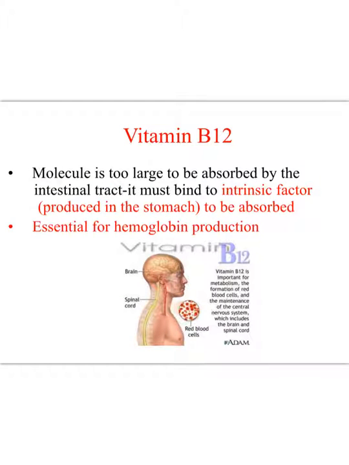If you remember from the digestive tract chapter, we talked about intrinsic factor. Intrinsic factor is produced in the stomach, and it's a carrier protein that's essential to be able for vitamin B12 to be absorbed through your intestine. If you end up not being able to absorb B12 for some reason, you'll end up with an anemia due to hemoglobin deficiency, and that's referred to as a pernicious anemia.